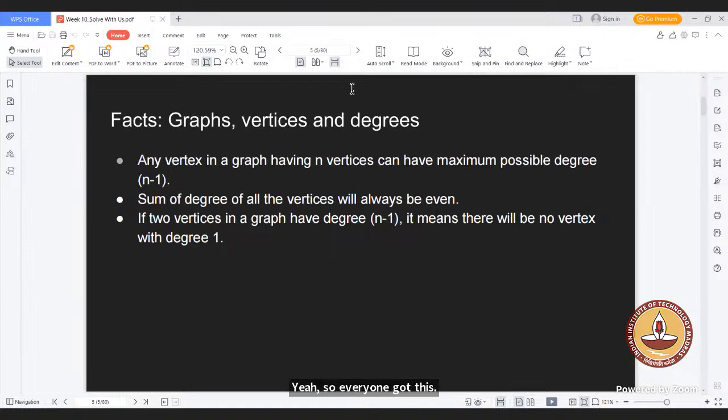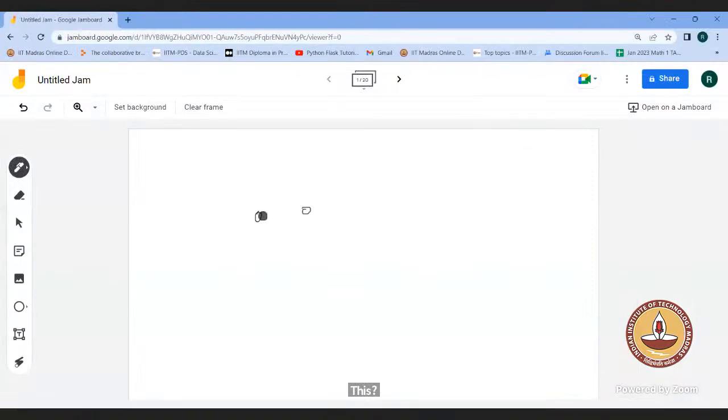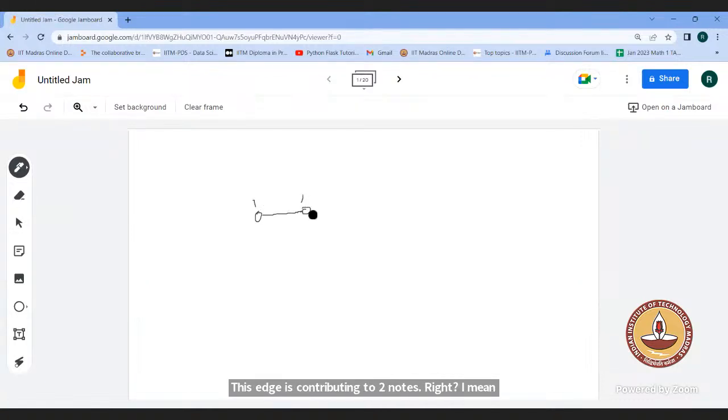Why is it so, sir? Suppose if there are two vertices and they are connected, this edge is contributing to two nodes, right? I mean degree, this and this one. So this will be two now, and this will be one. So it will always be multiples of 2.